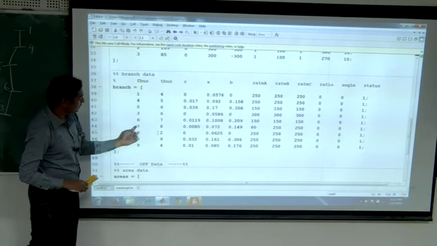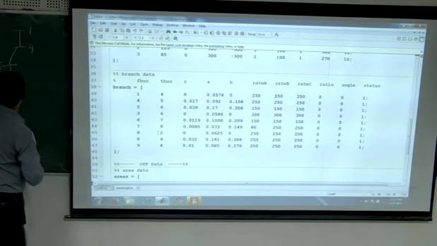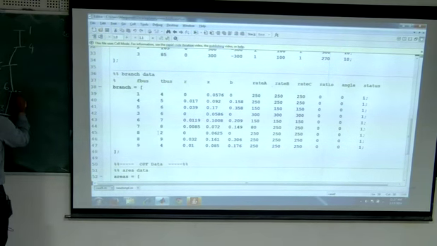Then again 6 to 7, 7 to 8, and 8 to 2. Then 8 to 9 and 9 to 4. So this kind of circuit is there.